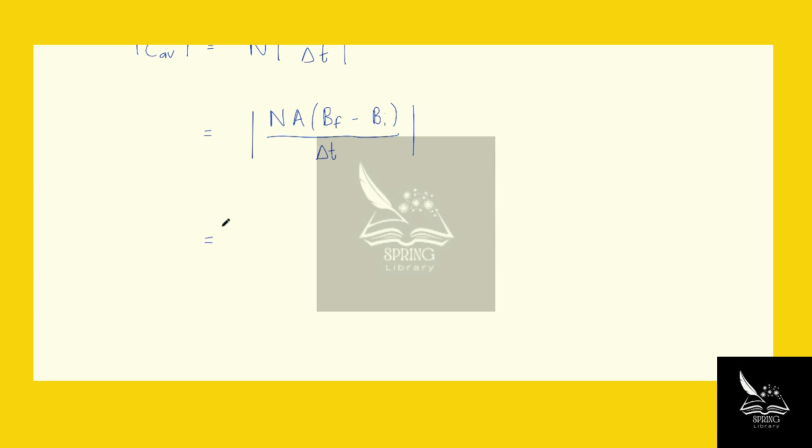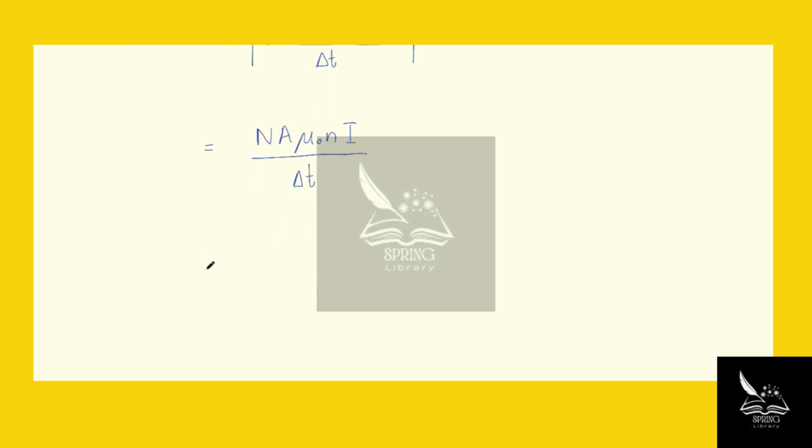And again, we can write the magnetic field using the equation above. So that's N A times the magnetic field, which is mu naught n I, and all of this divided by delta t. Now, since we know these values, we can calculate this average induced EMF in the second coil.